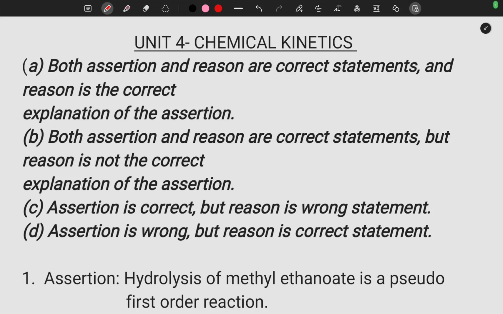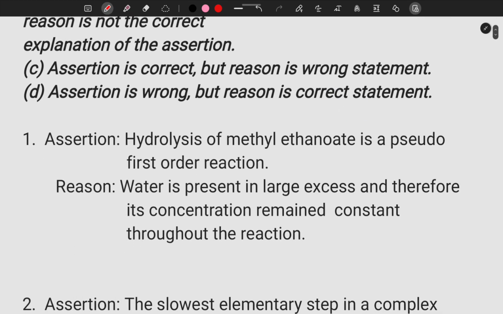Everyone, let us do some assertion-reason questions from Unit 4, Chemical Kinetics. First question: hydrolysis of methyl ethanoate is a pseudo first order reaction.